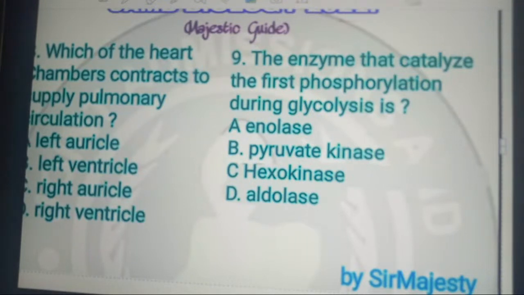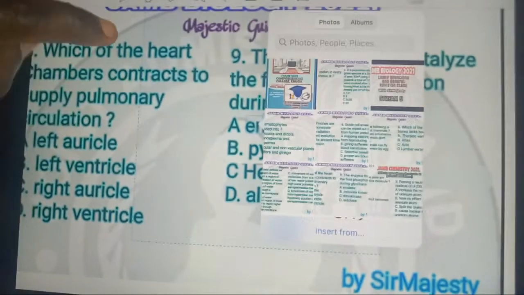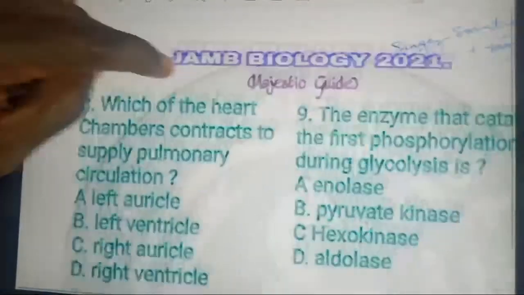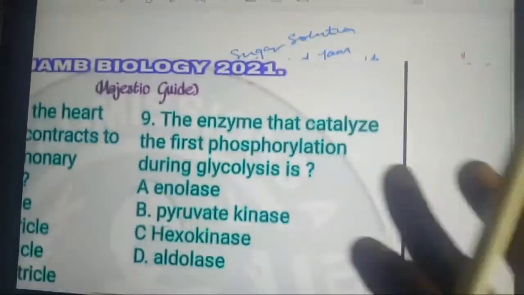Then question number 9 says, the enzyme that catalyzes the first phosphorylation during glycolysis. Remember, glycolysis is the conversion of glucose to pyruvic acid, and there is a 10-step reaction divided into preparatory and energy-yielding stages. Watch glycolysis here on my channel. I have the details. Go under the playlist biochemistry, you see it. The answer to this question is hexokinase. Hexokinase, that's option C for question number 9, is the correct answer. We move on to the next question. That's question number 10, and we wrap it up for today's live stream.